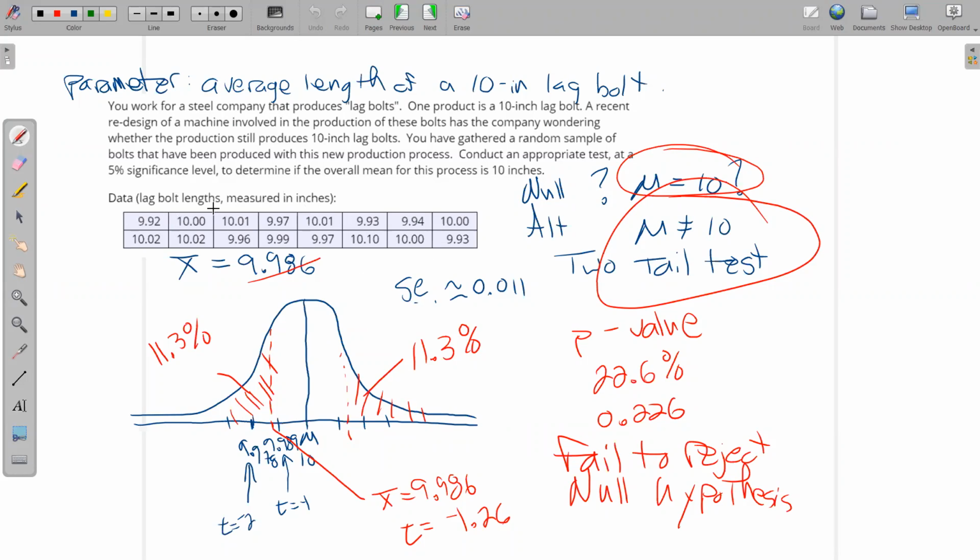Otherwise, we'd have to enter all this data into StatKey and see what StatKey thinks about it when it bootstraps it. So we could use StatKey bootstrap. Since this problem didn't say bootstrap the data, I could end up with a p-value that's a little bit off, like maybe 20% or 25% instead of the 22, 23% I have here.